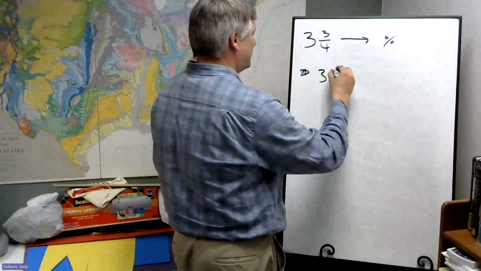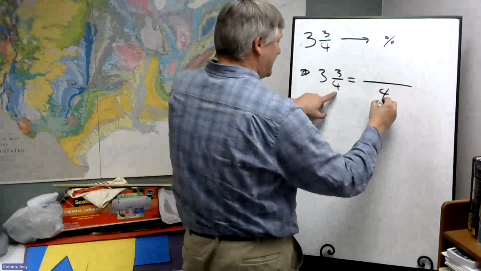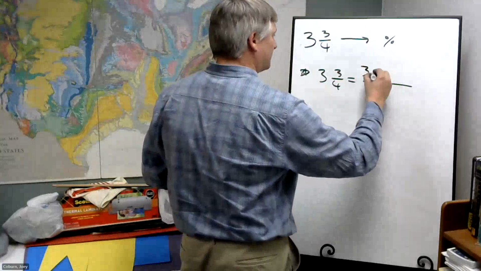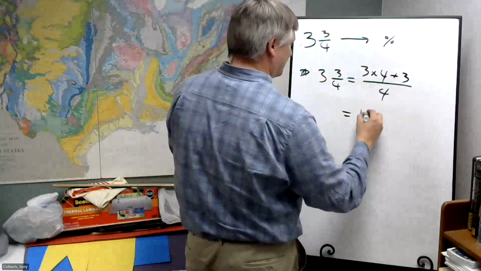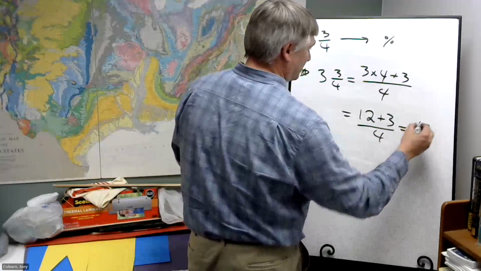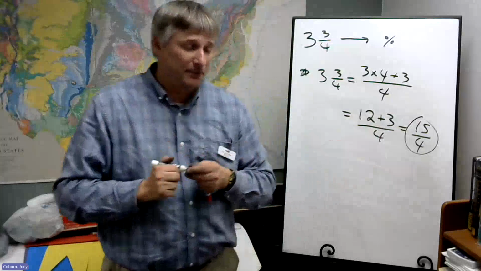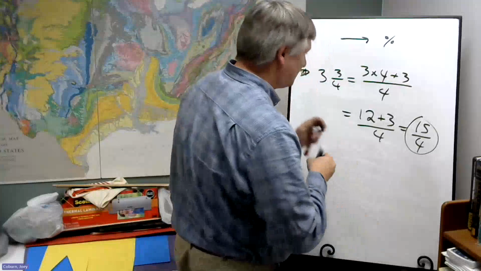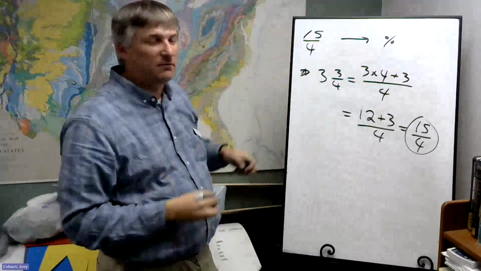We'll take 3 3/4, make it an improper fraction. So we keep the bottom number, multiply the whole number and the bottom number, and we add 3. And so that's the improper fraction, just like we found in that previous example. So now what we're really going to do is convert 15/4 to a percent, because this is the same as 3 3/4.